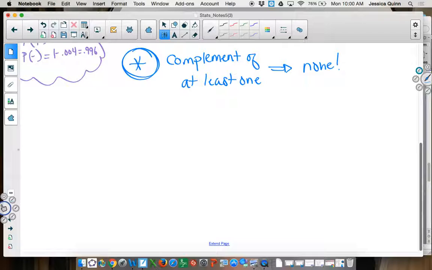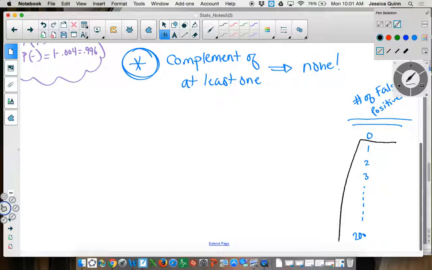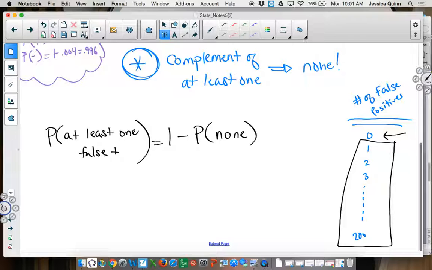Does that make sense? Because again, if we think about the number of false positives that can happen when you test 200 people, I could get 0 false positives, 1, 2, 3, 4, all the way up to 200. So if we're looking at the probability of at least one, we're saying all of this. The complement is just what's not in this box. Okay, so what we're going to do is the probability of at least one false positive is going to be 1 minus the probability of no false positives.